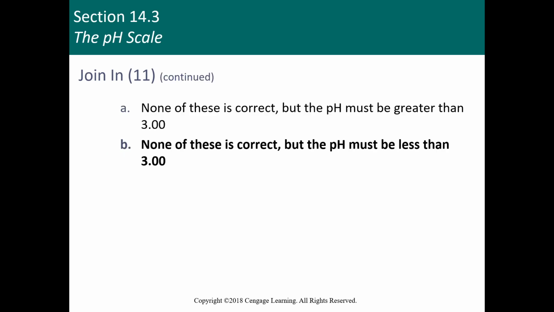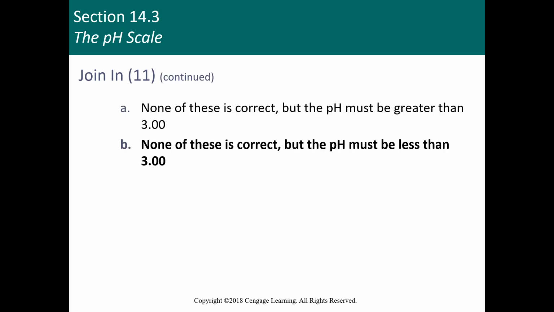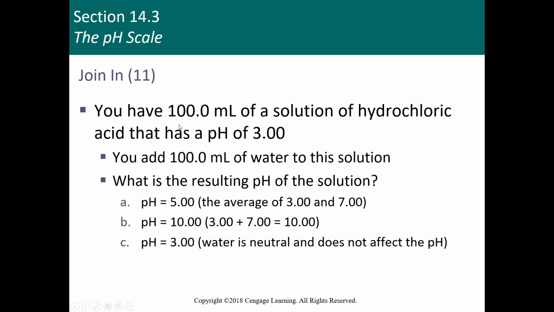Well, in this case, you have several different options here. None of these are actually correct, but your pH has to be less than 3. You can't have... okay, so pH is a measure of H+ concentration, right? So what you have here is a dilution problem, meaning that your H+ will be a lower concentration. Okay, let me step back a second.